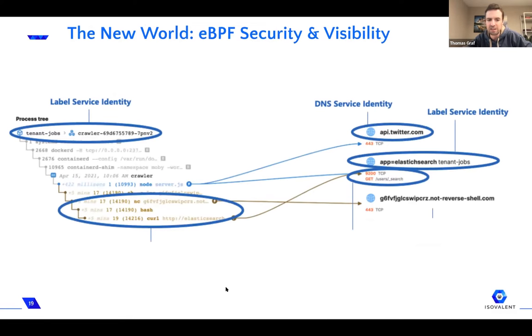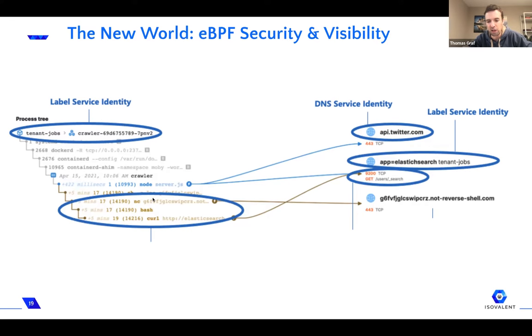This is the visibility that we provide, which at first glance doesn't even look like a network flow log, but actually shows you not only the Kubernetes namespace and the pod, but the entire process ancestry tree, who is invoking what. We can see that Dockerd is the runtime here. It's spawned by systemd. Then we see a crawler binary, which is running containerized. Then we see that this crawler binary is invoking NodeApp. And then, surprise, surprise, there was actually a compromised app here.